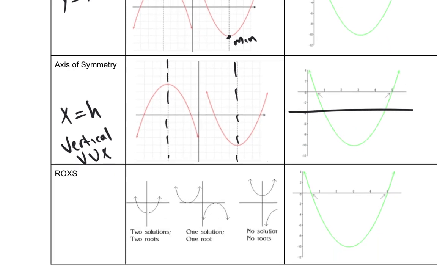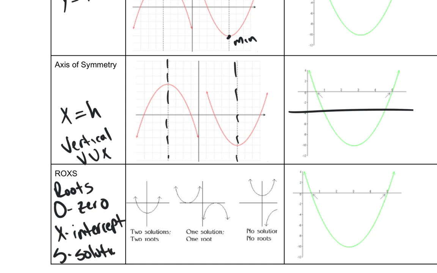Rocks, roots, zeros, x-intercepts. They all mean the same thing. They have four different names for them. Solutions. Solutions is wherever your graph crosses the x-axis. It's the same thing for the zeros, the roots, the x-intercepts.